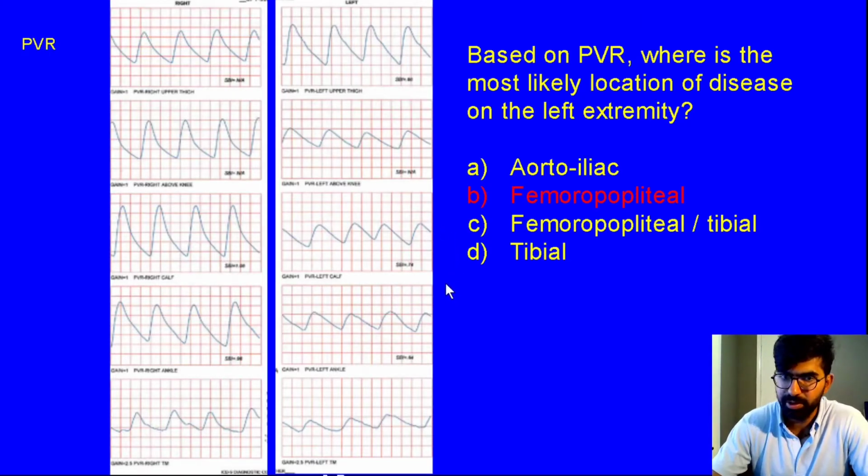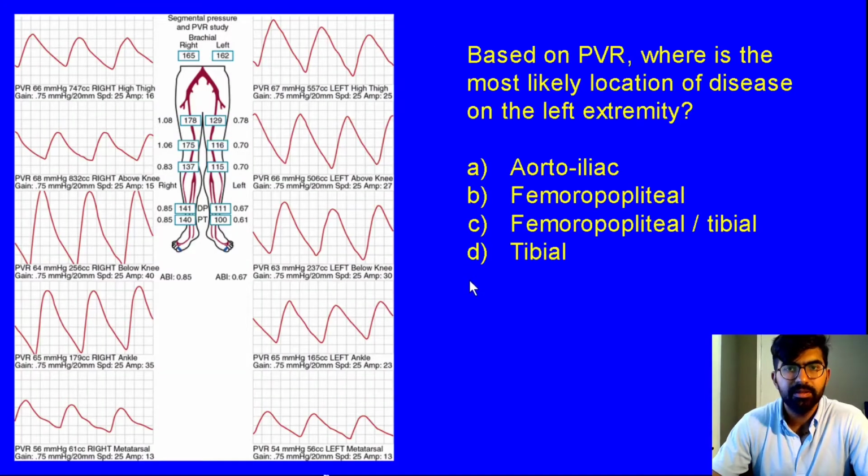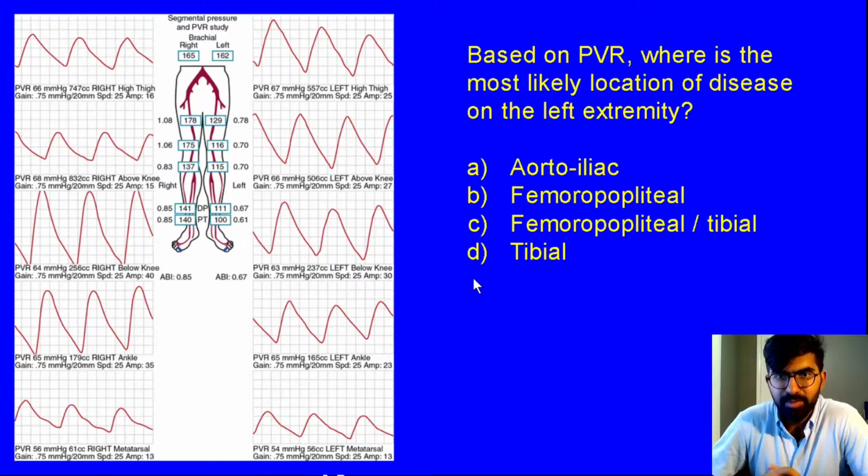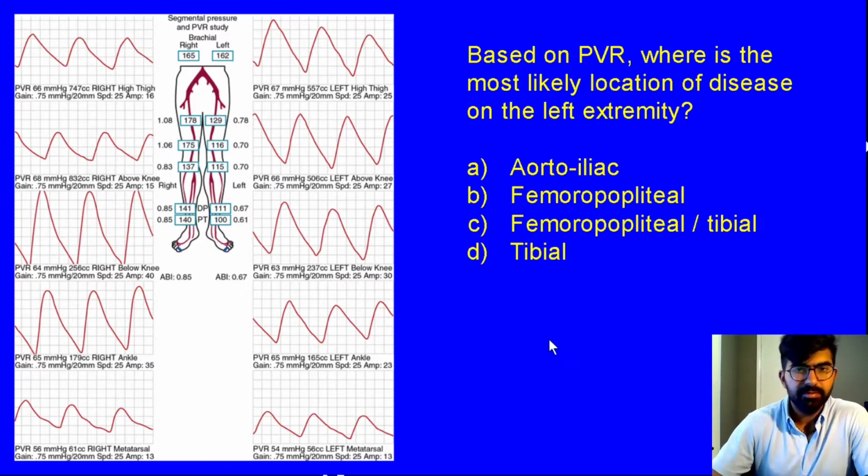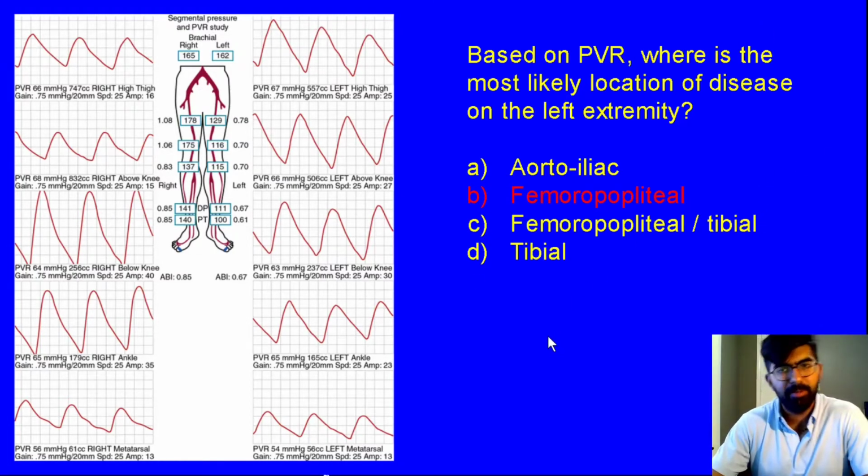Let's go through another question. All right, based on this PVR, where is the most likely location of disease on the left lower extremity? So look at this carefully. Is it an aortoiliac lesion? Is it a femoral popliteal lesion? Is it a femoral popliteal tibial lesion or a tibial lesion? This goes back to things we talked about. And for those people that pick femoral popliteal, you're correct.